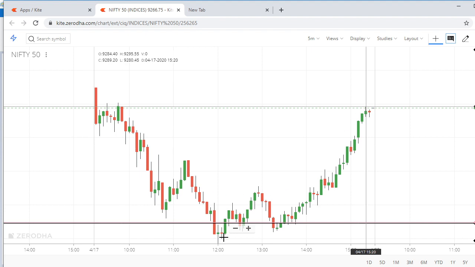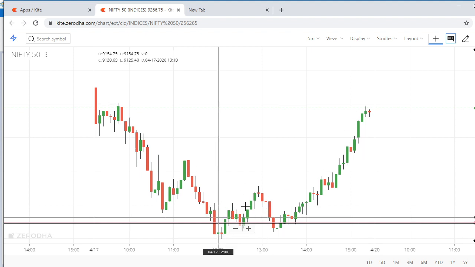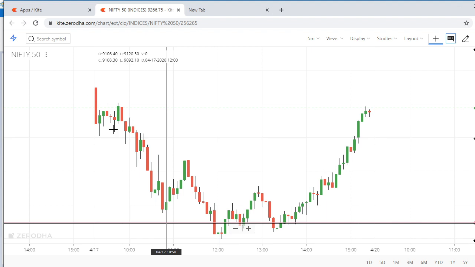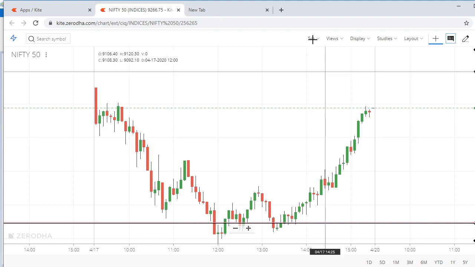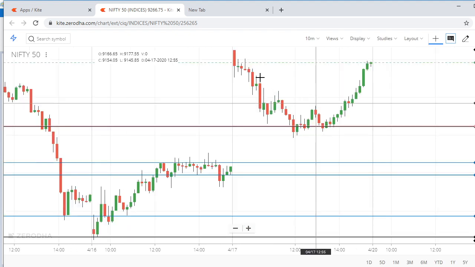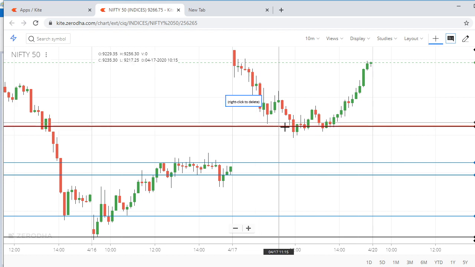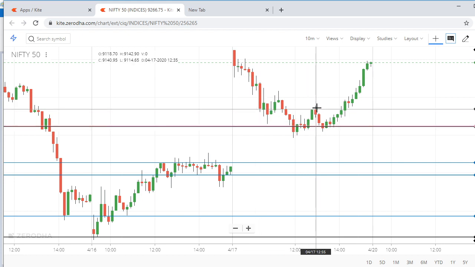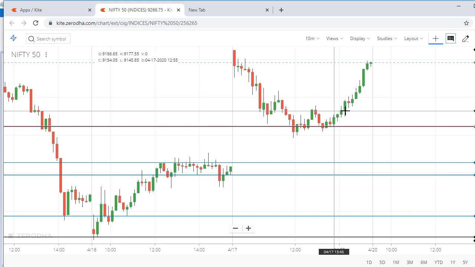This is a kind of double bottom or a W formation. See, if you look at this, there is a big W. If I shift this to 10 minutes, you can see it in a better way. That's why I say go for the longer time frame, then the chart will become easy. See, there is a big W, and once this W is broken, look at the movement.